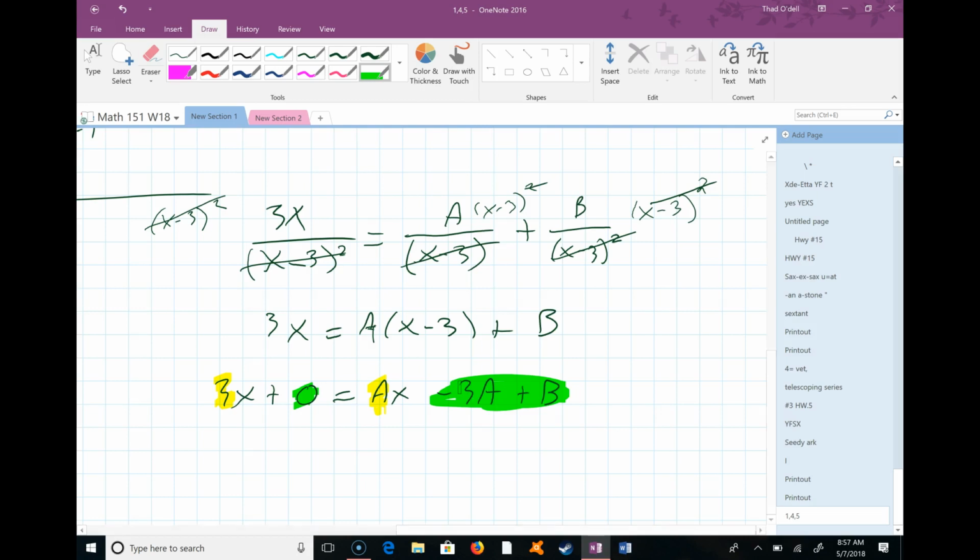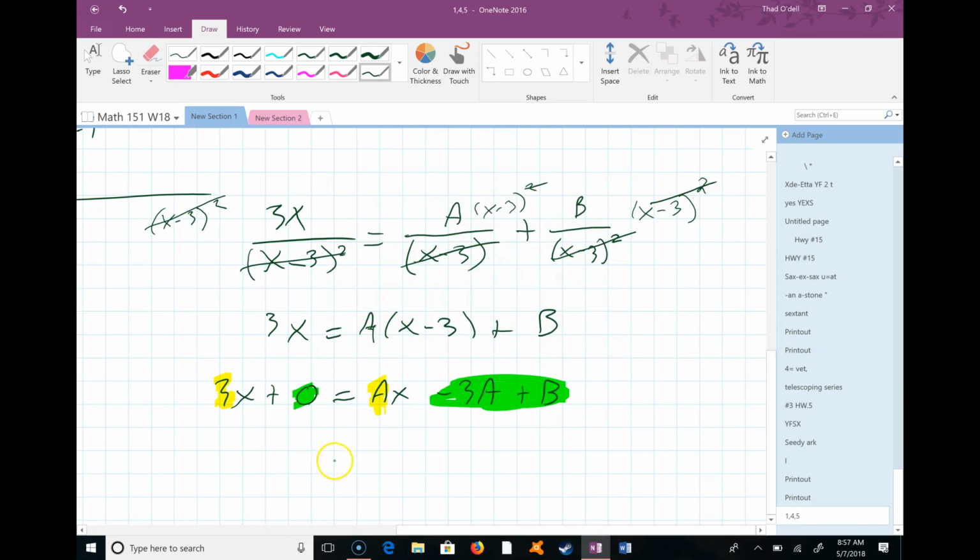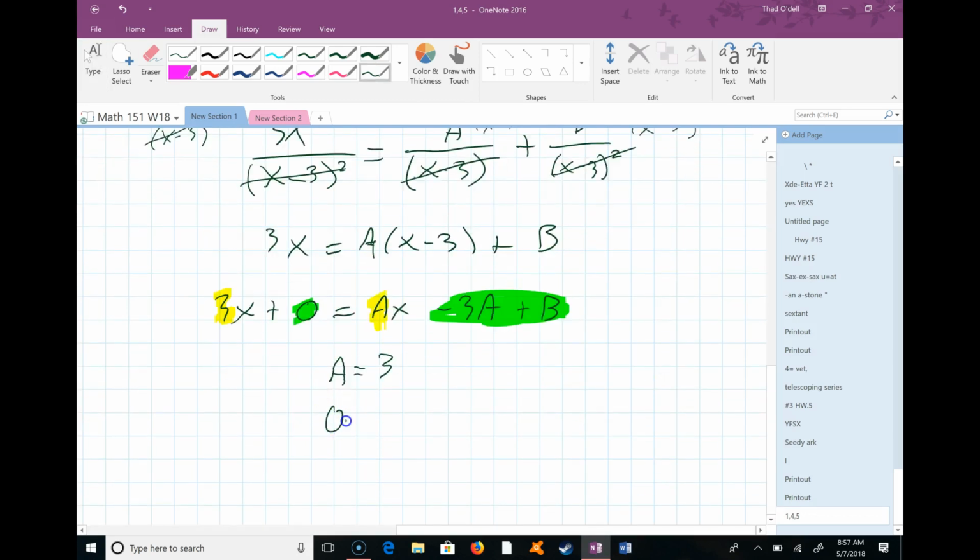So those guys have to match up. That basically gives me an answer and it helps me find the other one, because that means that a has to be 3, doesn't it? That way ax and 3x are equal to each other. But that also means that 0 has to be equal to negative 3a plus b. But we just said that a was 3, right? So that means that 0 is equal to negative 9 plus b. So that means b is equal to what? 9. Awesome. So we got 3 and 9.